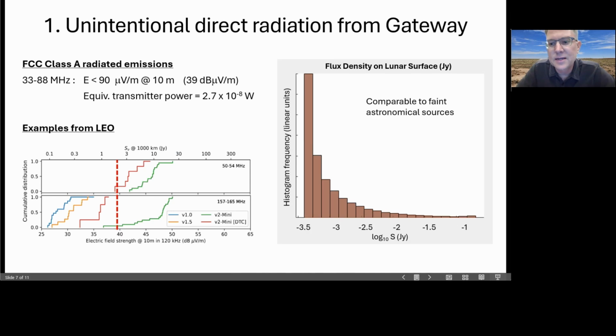And if you put that on Gateway and you see what it would look like to your telescope, you find that typically Gateway is going to look like a source of 10 to the minus 3 Janskis, or a millijansky, so like some of the faintest astronomical sources we're expecting.